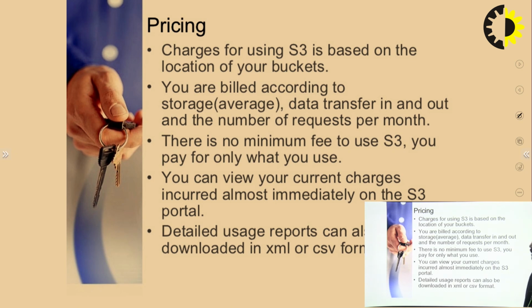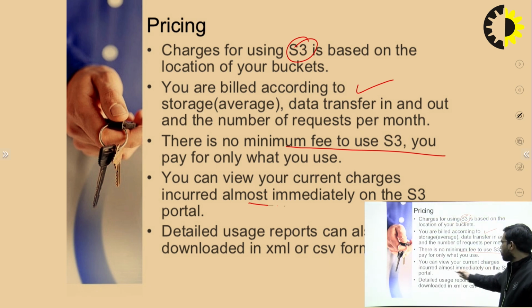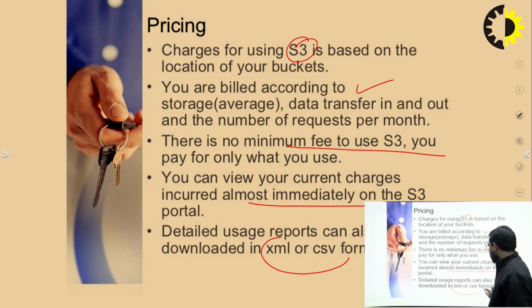Pricing we have already discussed. The charge for using S3 is based on the location of your bucket. You are billed according to the average storage, data transfer in and out, and the number of requests per month. There are no minimum fees to use S3. You pay only for what you use. You can view your current charges almost immediately on the S3 portal, and detailed usage reports can also be downloaded in XML or CSV format.